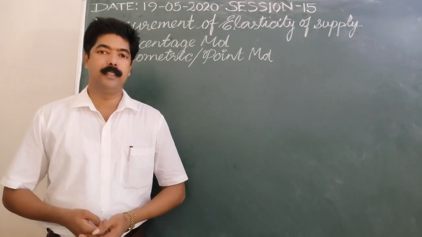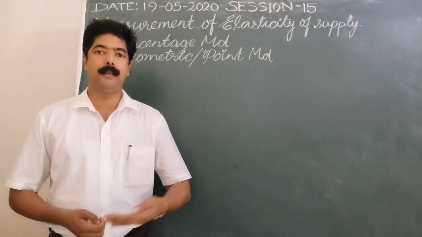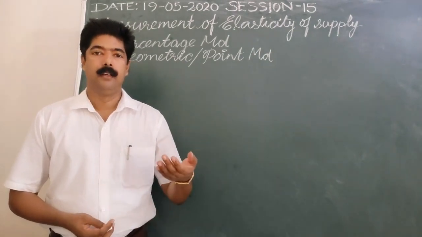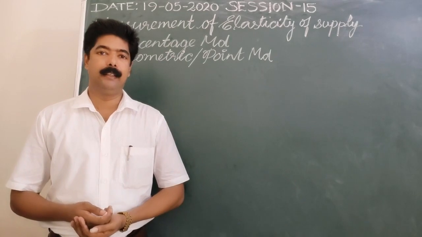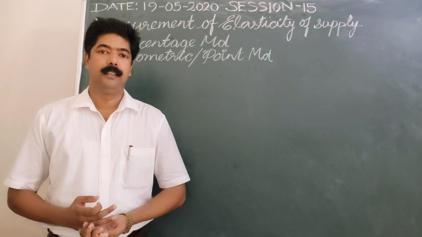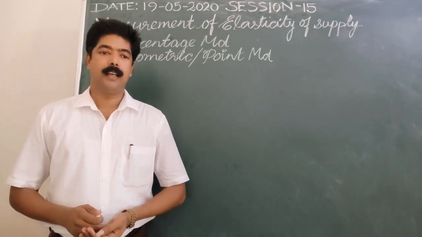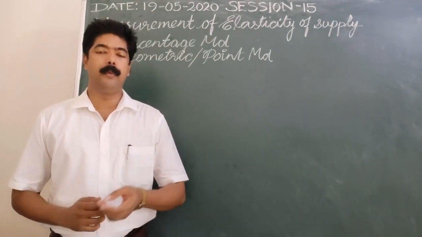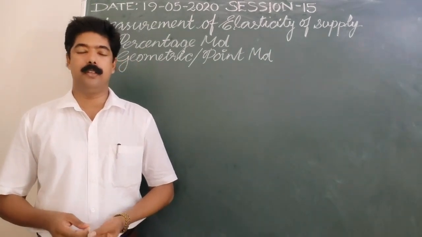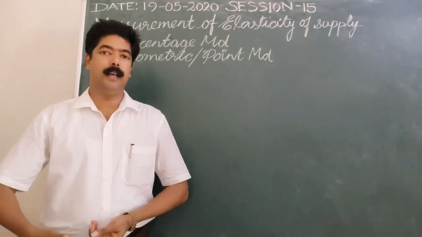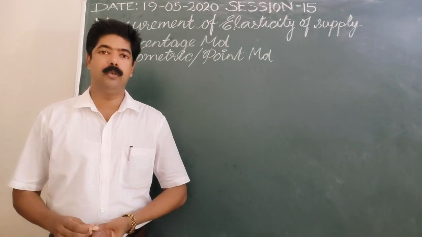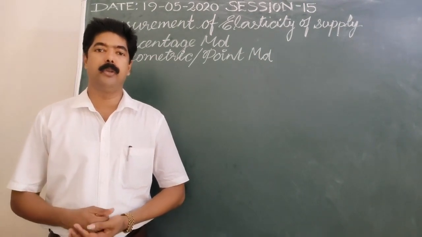Under the percentage method, we have solved some numerical questions, and we have also studied it in two ways, directly as well as indirectly. That means under the percentage method we have two formulae. One is percentage change in quantity supplied upon percentage change in price, and another formula is price elasticity of supply is equal to delta Q upon delta P into P upon Q.